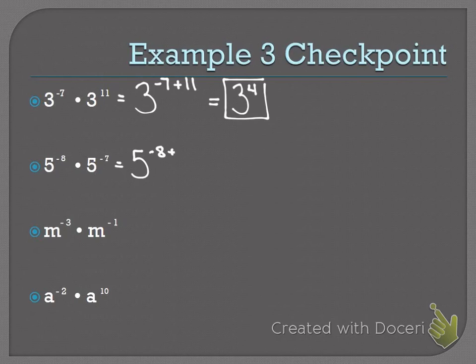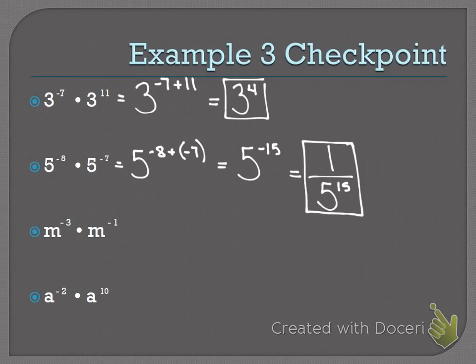5 to the negative 8 plus negative 7. Well, what's negative 8 minus 7? Negative 15. Well, is that my final answer? 1 over 5 to the 15th power. I have to move it to the other side of the fraction so that it becomes a positive exponent. So same thing goes with the next one. It's going to be m to the negative 4th. So I have to write it how? 1 over m to the 4th.